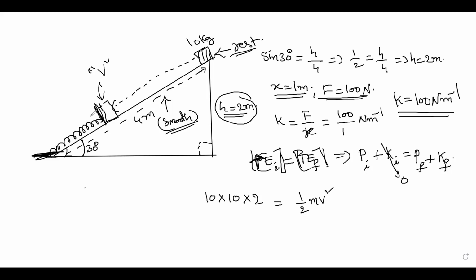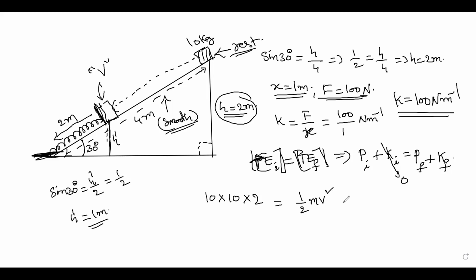So when it compresses the spring by 2 meters here, it compresses the spring by 2 meters. So when I put it here, this itself forms a triangle. Let us say this is h dash. And now h dash you can calculate. Sine 30 is equal to h dash by 2. Sine 30 is half. So h dash happens to be 1 meter.